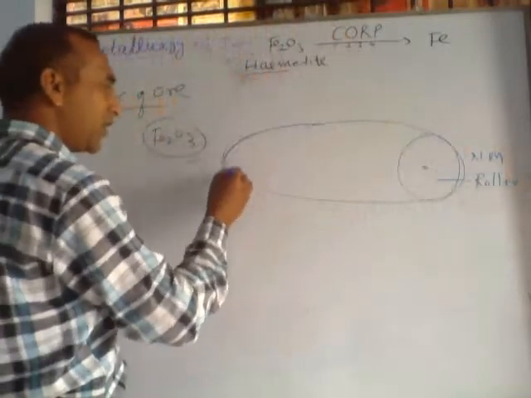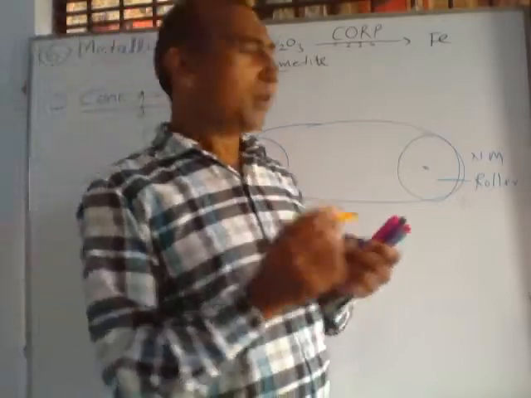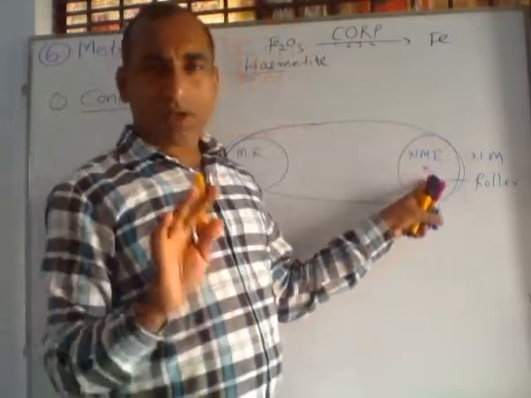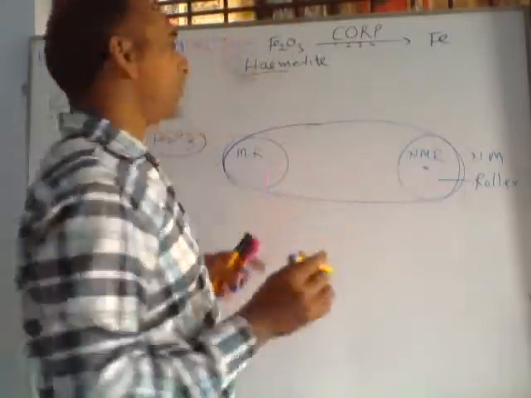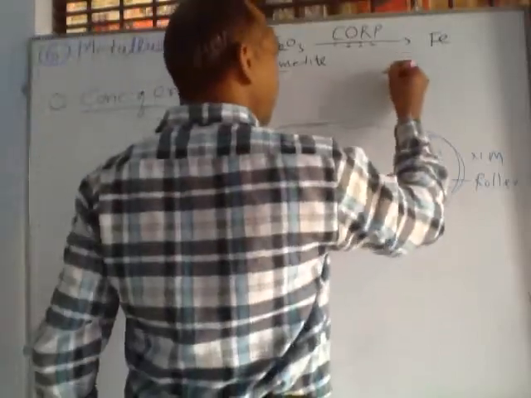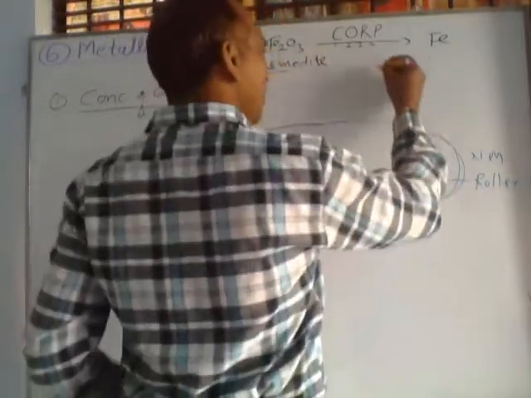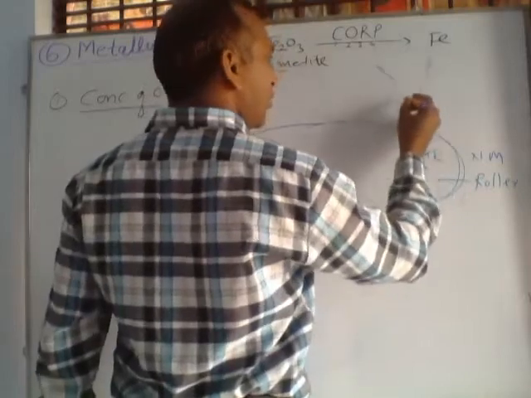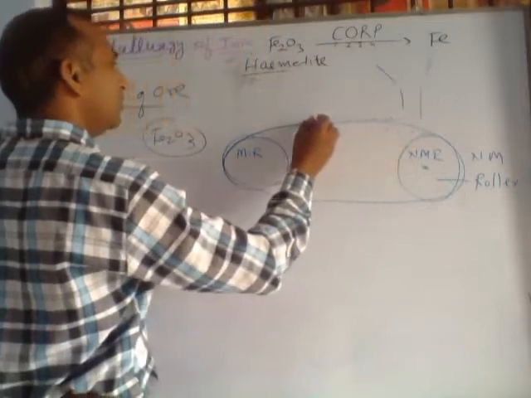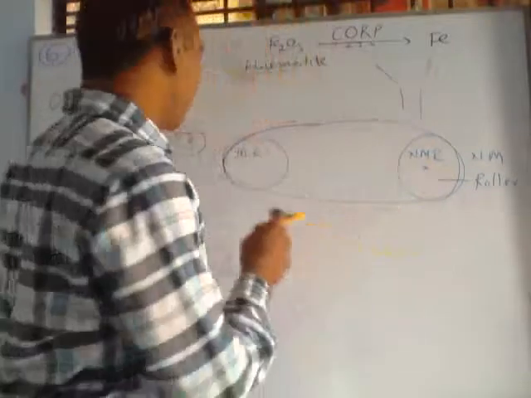On the other end, there is a magnetic roller, MR. This is the non-magnetic roller, which has no magnet, but in this roller there is a magnet. The powdered ore of hematite we drop here, and this ore falls on this belt. The belt moves from left to right, and the impurities along with the ore go toward this roller.